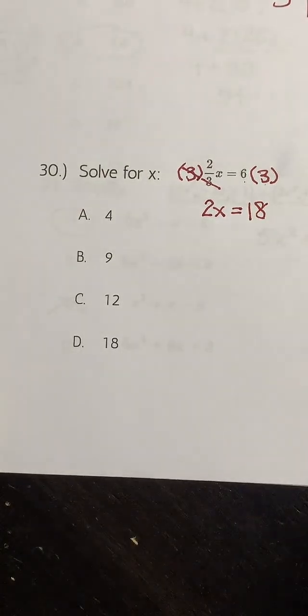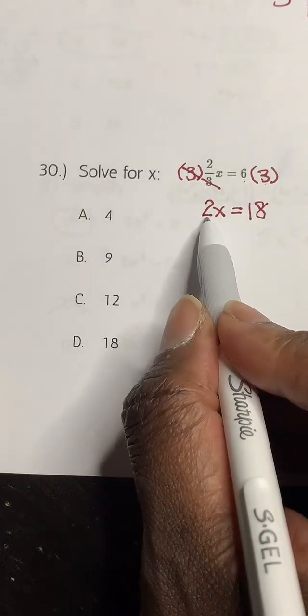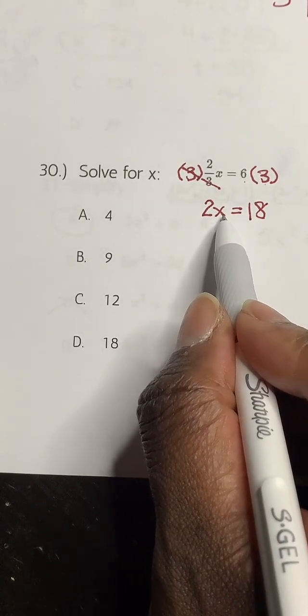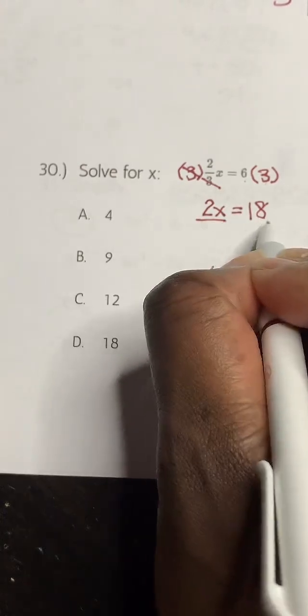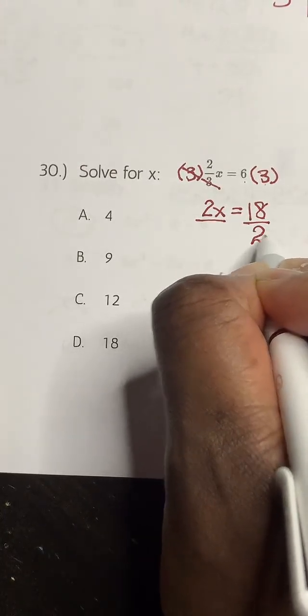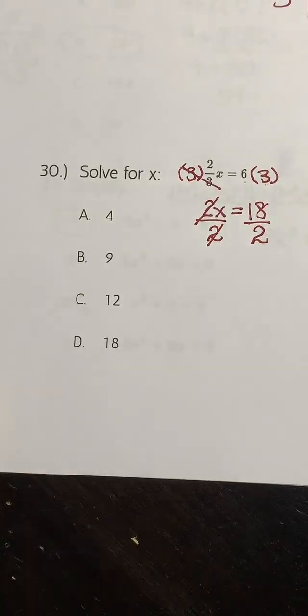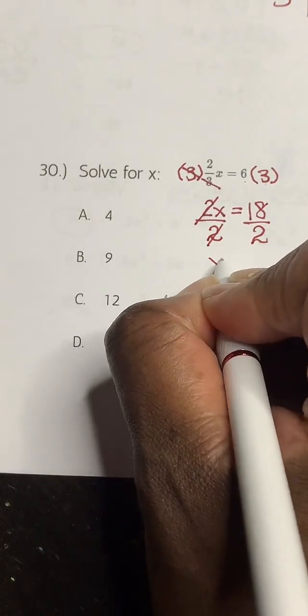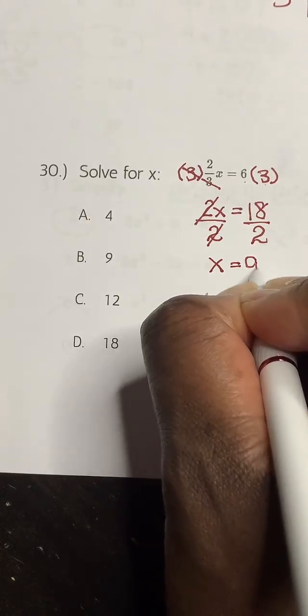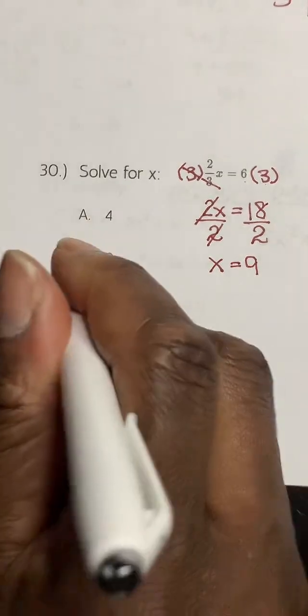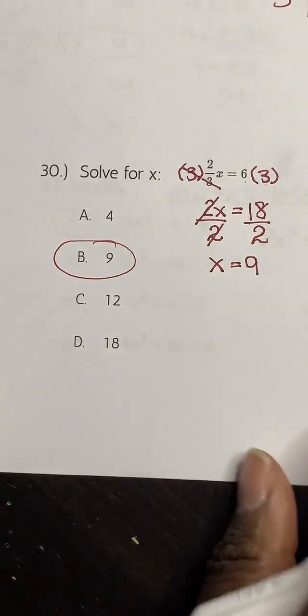So now you're like, oh, I've seen this before. Now I want to know 2x. 2x is multiplication. The inverse of multiplication is division. So I'm going to divide both sides by that 2. Now I have x is equal to 9. That's one way of doing it.